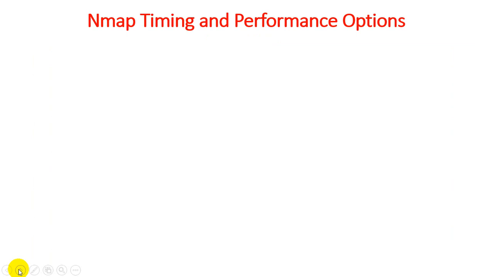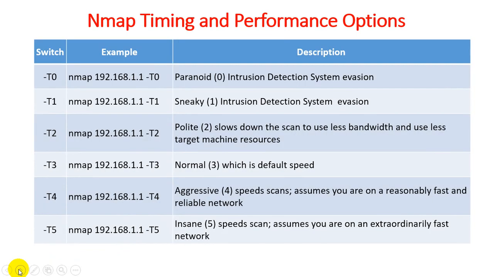Now we just focus on Nmap timing and performance options. Guys, this is really useful to identify what timing and performance options are available in a particular tool. Start with T0, T1, T2, T3, T4 and T5. How we use this particular command, I will mention with an example. Nmap is the prefix. If your operating system has the Nmap tool, then you can use the command below.